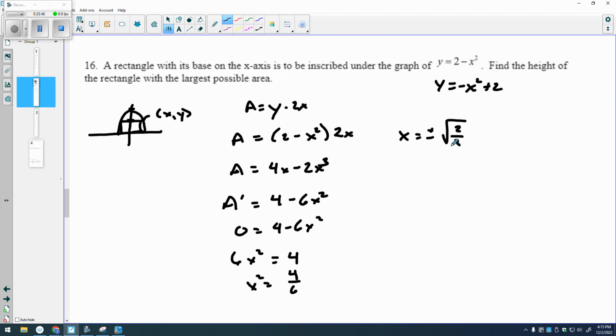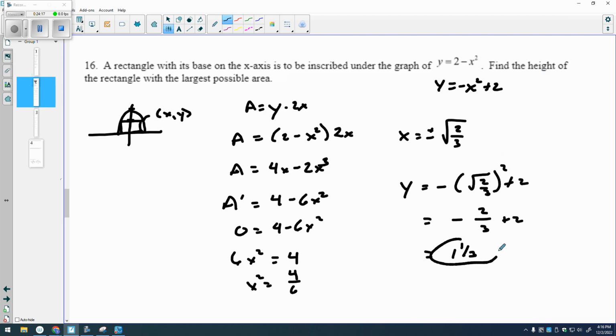We're still okay. All right, now we're going to take that and plug it in for x right here. And so y equals a negative of that mess squared. When you square the square root, it goes away. And so we have a positive 1 1/3. Question said find the height. Done.